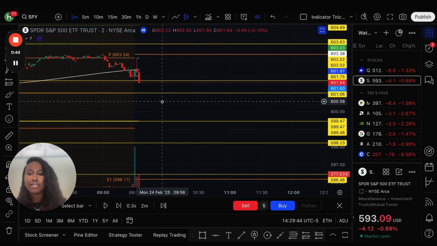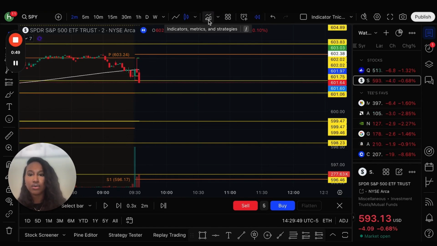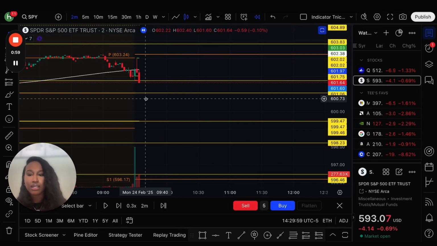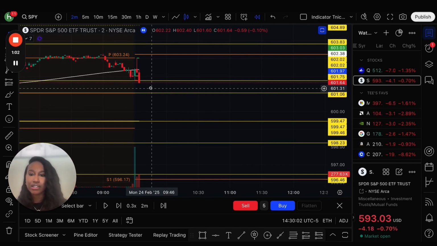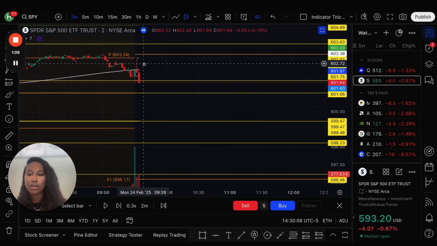So also on my screen, you might see these orange lines. These are pivots. It's an indicator that I use also as critical levels. The simple one that I use is pivot point standard. So those are two little things that I use to guide price action for me to know where to take profit.